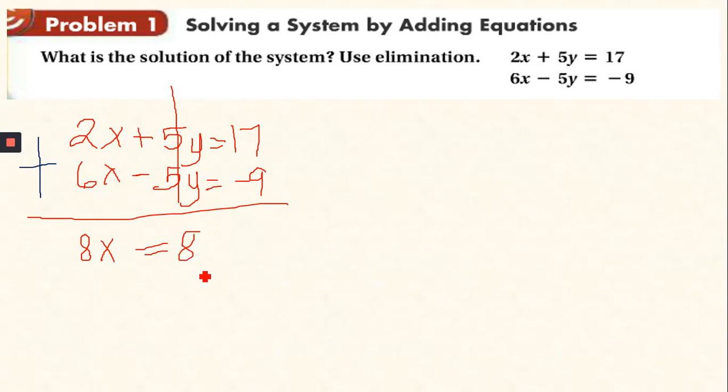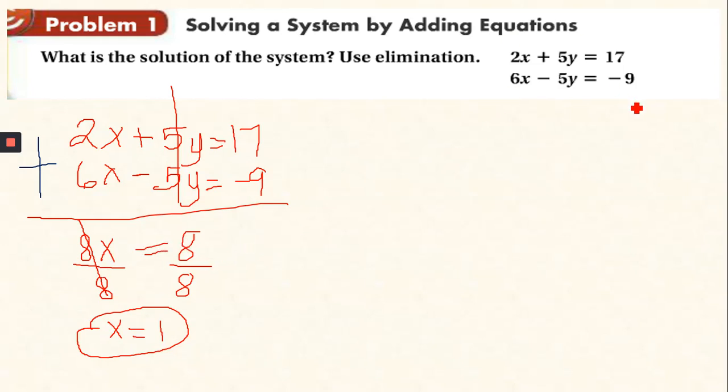Okay? And then after that, we're now going to solve for x, dividing both sides of the equation by the coefficient of x, which is 8. So 8 divided by 8, that is 1. So you now have x is equal to 8 divided by 8, that is 1. Okay, so we now have the value of x, which is 1.